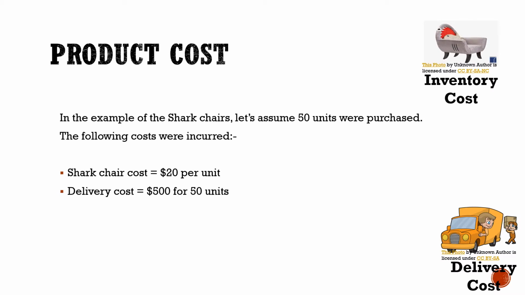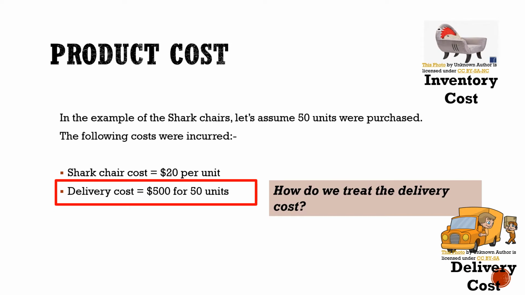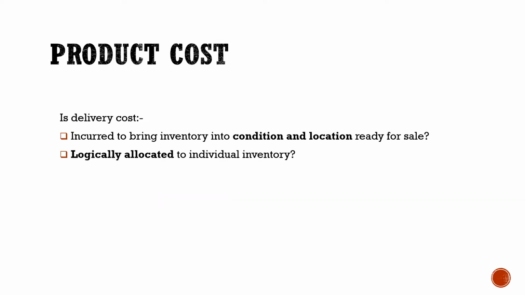In the example of the shark chairs, let's assume 50 units were purchased. The following costs were incurred. The shark chair cost $20 per unit, and the delivery cost was $500 for 50 units. The question is, how do we treat the delivery cost? To use product cost, we need to satisfy the following two criteria.